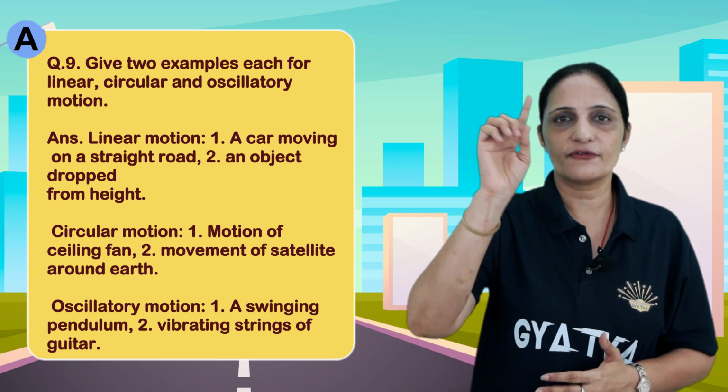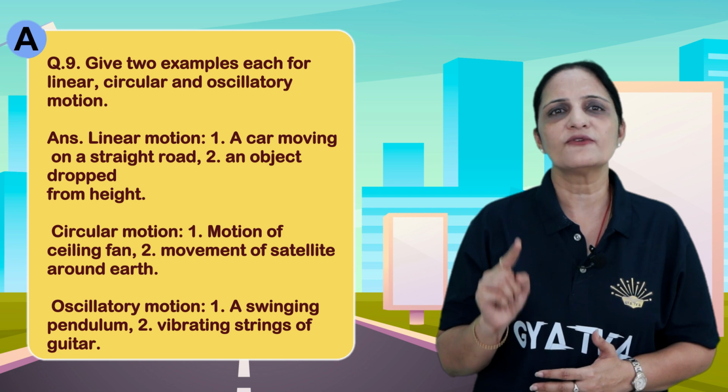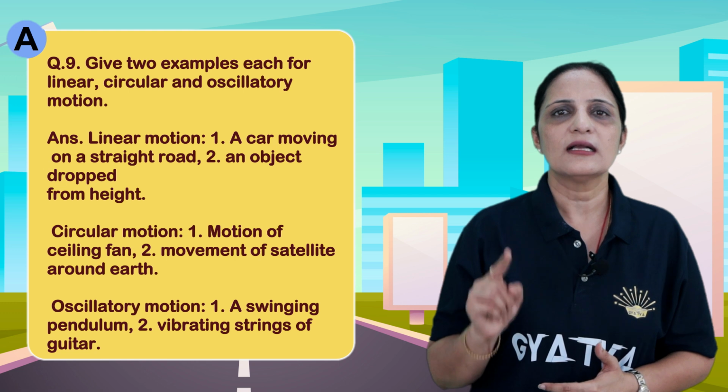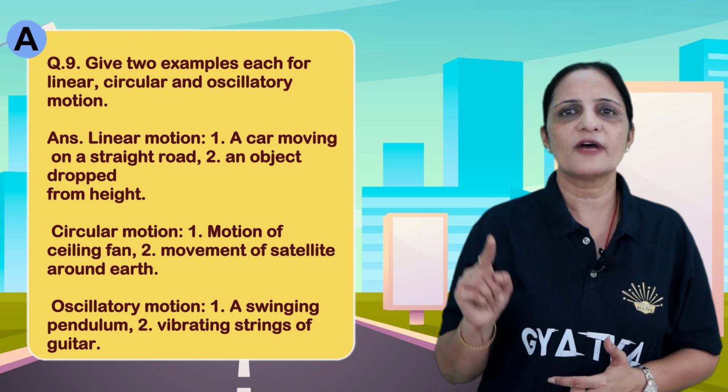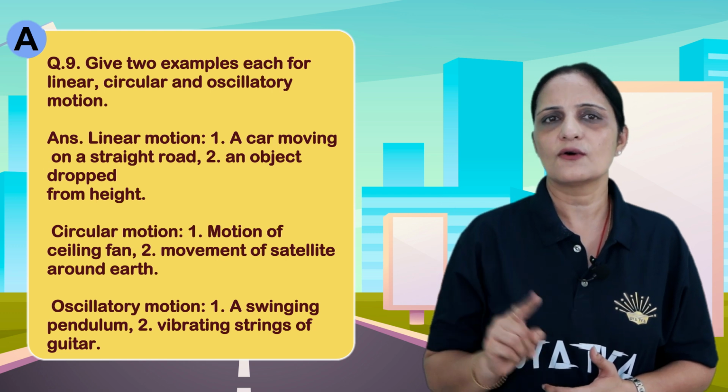Circular motion, motion of your ceiling fan in your home. Second, movement of the satellite or the movement of planets around the earth. Third, oscillatory motion, a swinging pendulum or vibrating strings of guitar, because it is to and fro motion also.